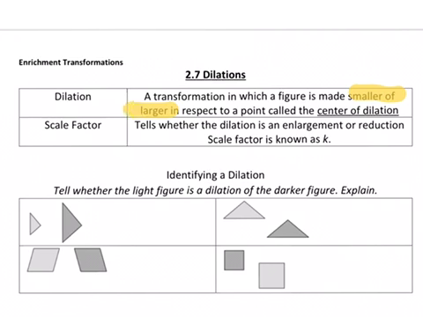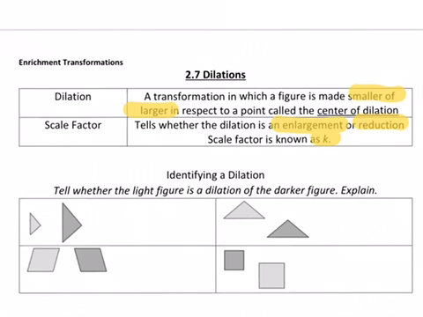The scale factor is telling you how much larger or how much smaller the figure is going to become. The scale factor is going to be known as K. I know that they don't know how to spell. There's no K in the words scale factor, but whenever you see K equals a number, that's what your scale factor is. And it's either going to be an enlargement where it gets larger or a reduction where the shape gets smaller.